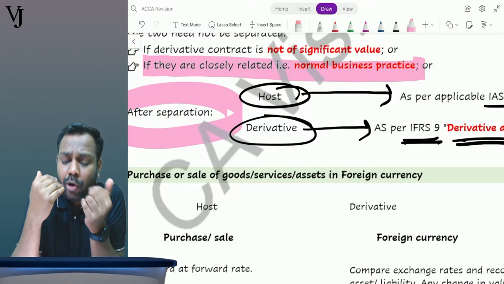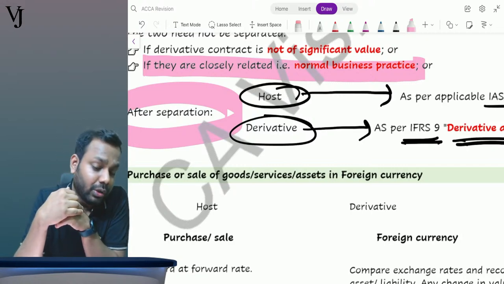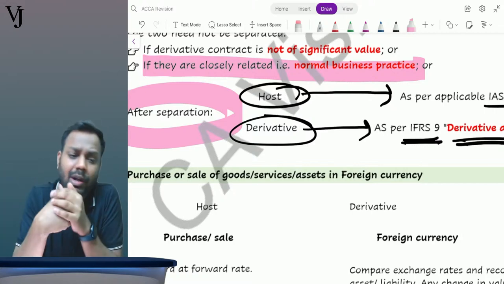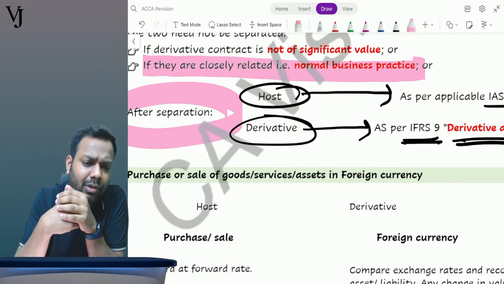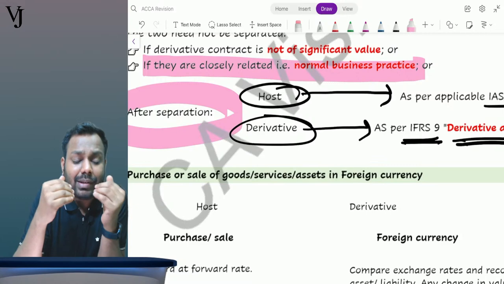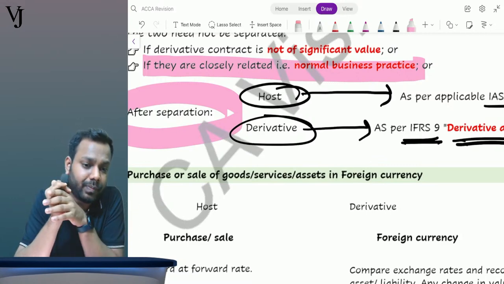So now, is it my normal practice to give 2 months period to the students for paying the fees? No. So it's not. So I have to segregate it off. But now let's suppose it's my normal practice to give the students a bandwidth of 2 months to pay the fees, right? So in that case, it's a normal business. They are closely related, and hence I am not required to separate it off.